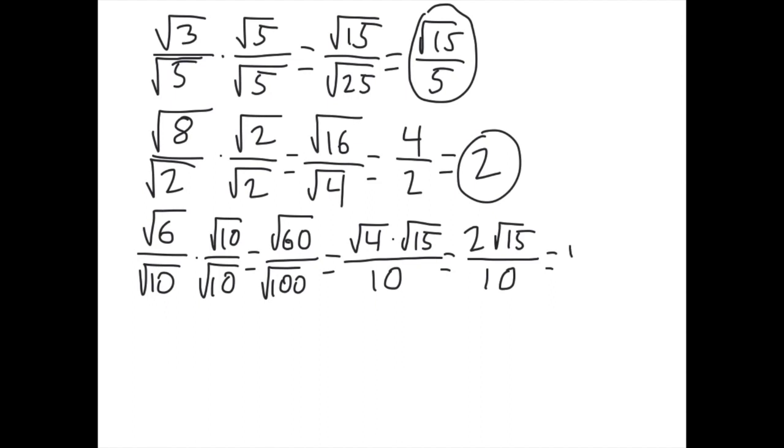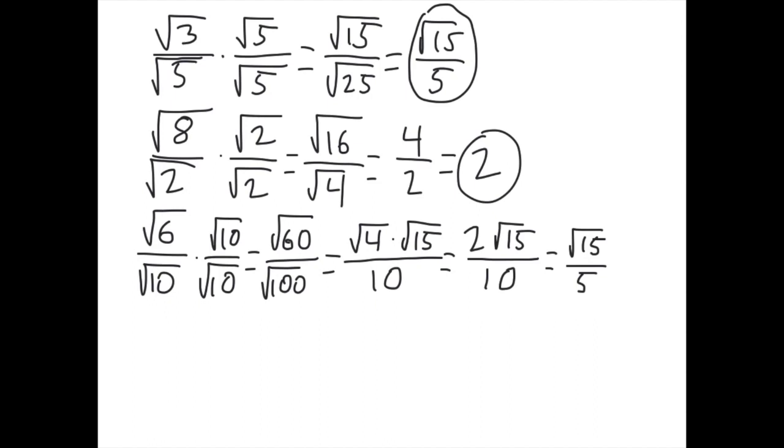So 1 times the square root of 15, or just the square root of 15, over 5. So 2 turned into a 1. We don't have to put the 1 there because there's already something else there. And 10 turned into a 5. Now, can you reduce it any more? If all you have left is a square root that cannot be simplified at all on top, then you're done.